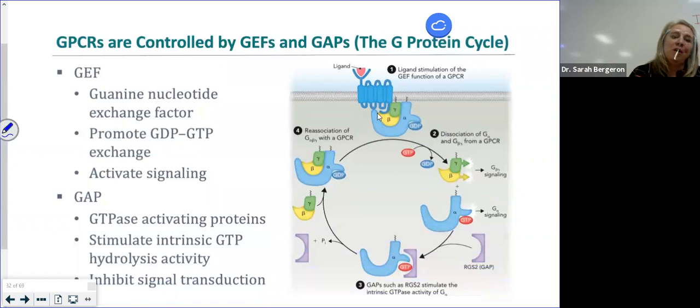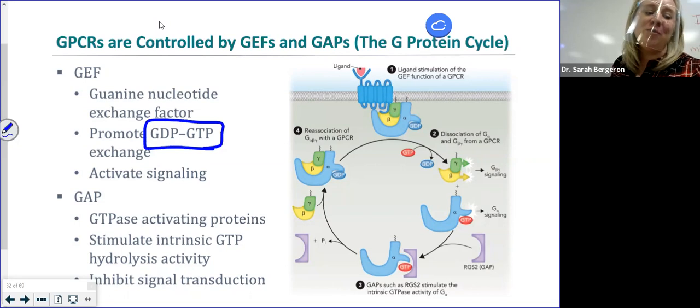Okay. So how do we control this signaling cascade? We control it with GEFs and GAPs. Of course we do, right? We have to have some more abbreviations because you didn't have nearly enough yet today, right? So a GEF is a guanine nucleotide exchange factor. A guanine nucleotide exchange factor promotes the exchange from GDP to GTP. So what does that do to signaling? Does it shut it down or does it activate it? It activates it.